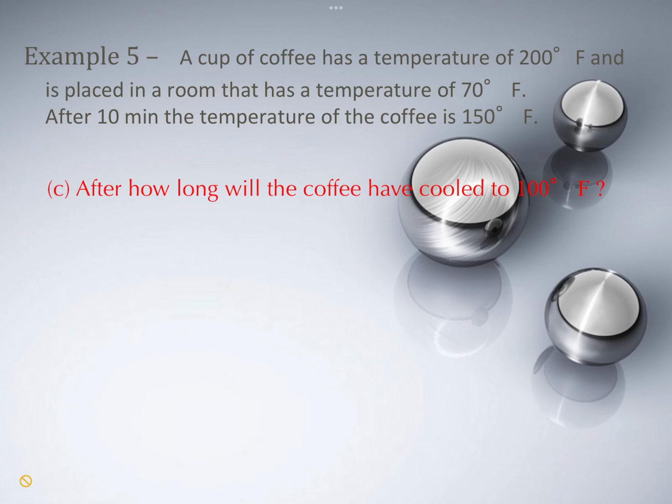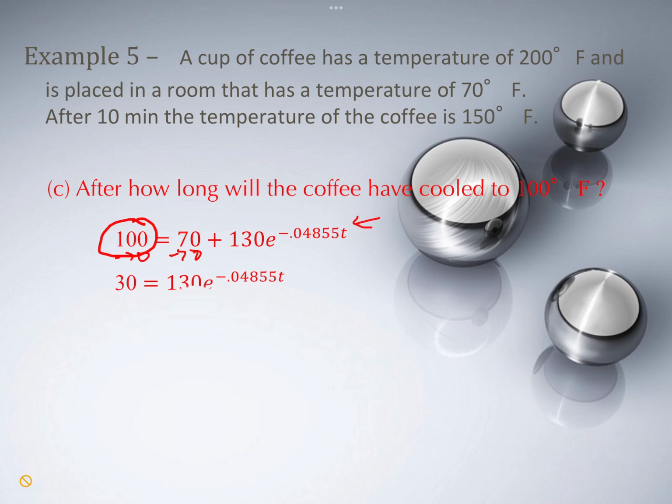And the last thing it's asking for is, after how long will the coffee have cooled to 100 degrees? So we're going to take that beginning equation that we had from Part A, and we want our ending temperature to be 100, so we plug that in, and we need to solve for t. Again, we are using all of our methods. The first thing we're going to do is subtract the 70. So I get 30 equals 130 e to the negative 0.04855t. Divide by 130 and simplify. I simplified that to 3 over 13.